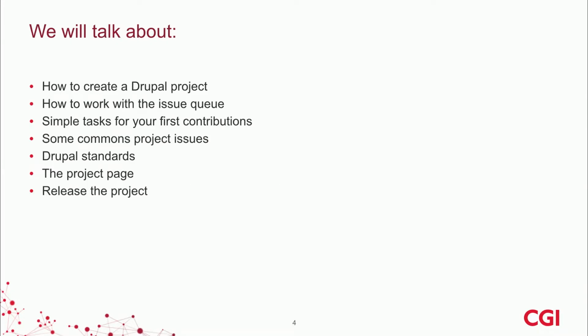Okay. We will talk about how to create a Drupal project, how to work with the issue queue, simple tags for your first contributions, some common project issues. We will talk about Drupal standards, the project page, and how to release your project. We need to remember that this is for beginners, so this is for persons that will start to contribute to Drupal. Usually you will find here some simple tags, but maybe you are an advanced user, but you will find here some useful information.